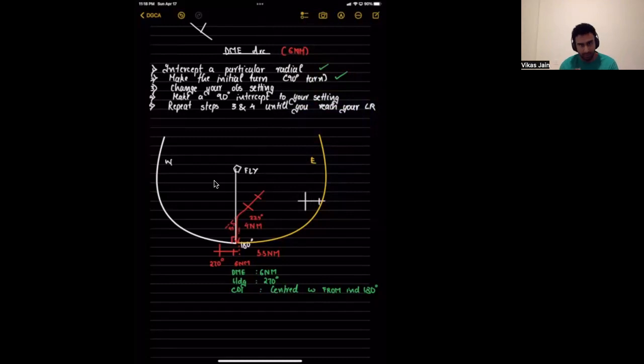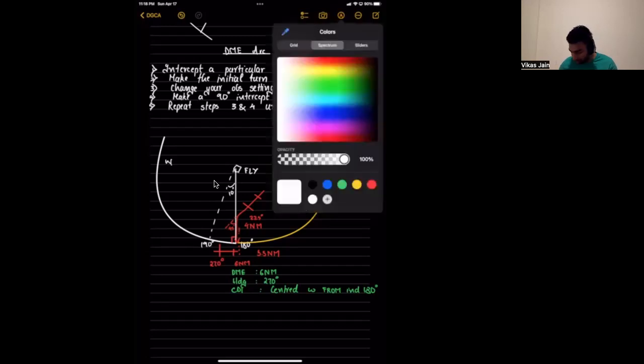So on your CDI, you turn the OBS and you set it to the next radial. So let's say we are going to make changes with 10 degrees to get an accurate turn. So your next setting will be 190 degrees on the radial, right? So once you make this setting, how does this look on your CDI?